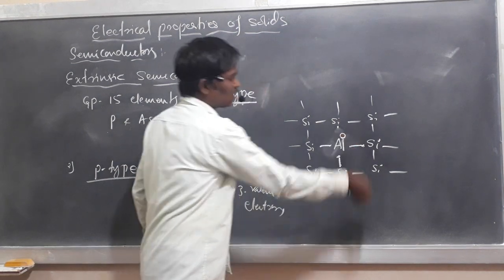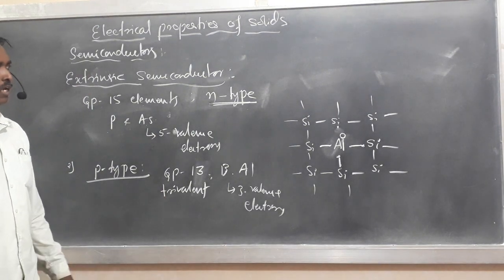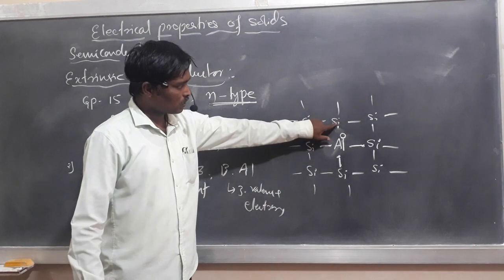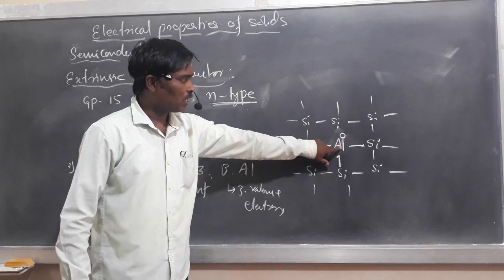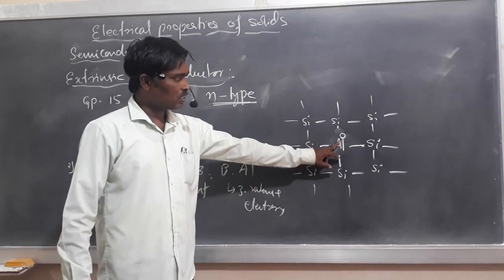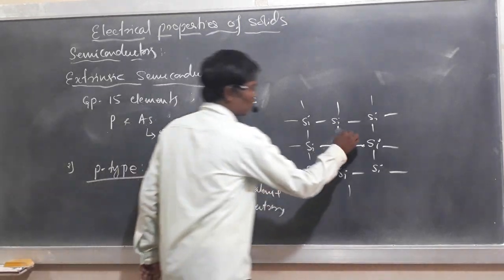Hole means the deficiency of the electron. There is no bond present, so 1 electron is required to form the bond between silicon and aluminum. Okay, this is a deficiency of electron, or there is a hole created. This is called a hole.